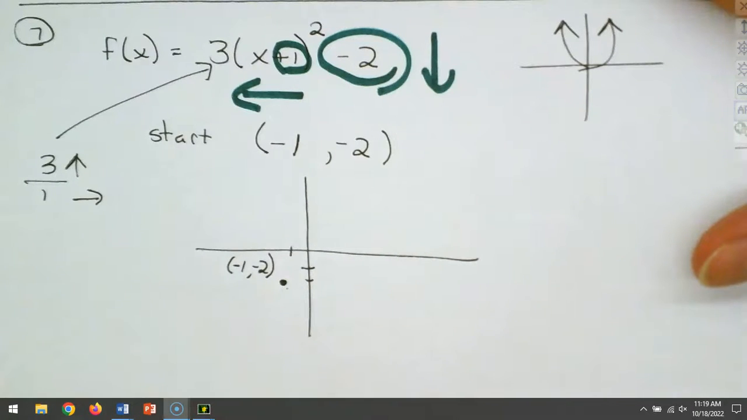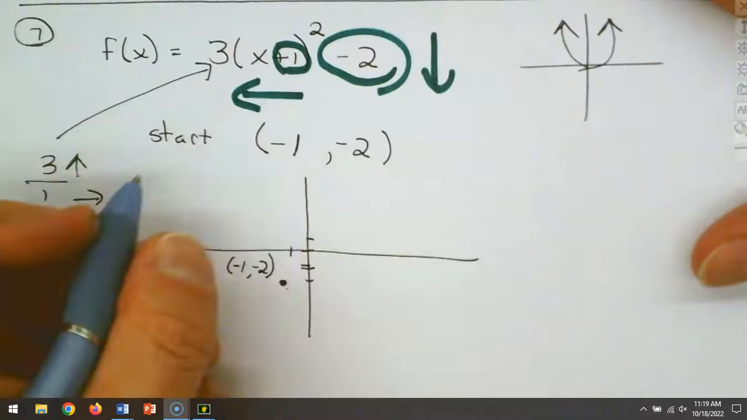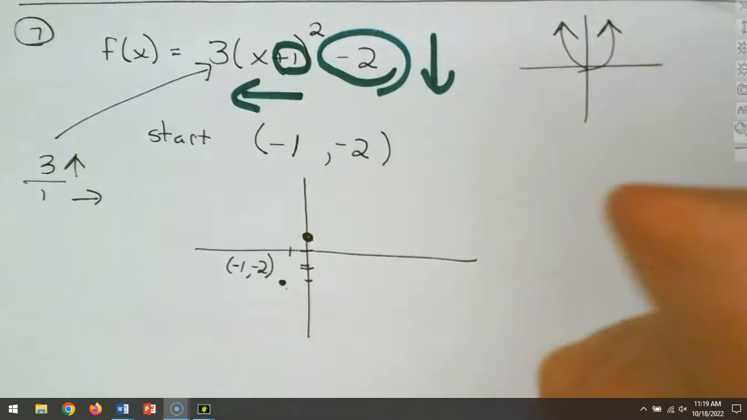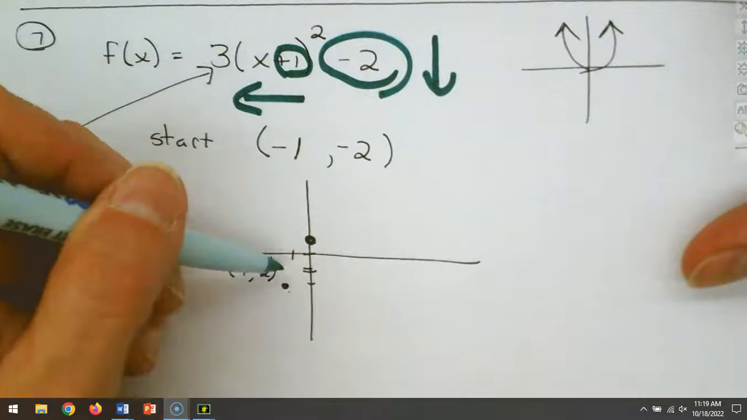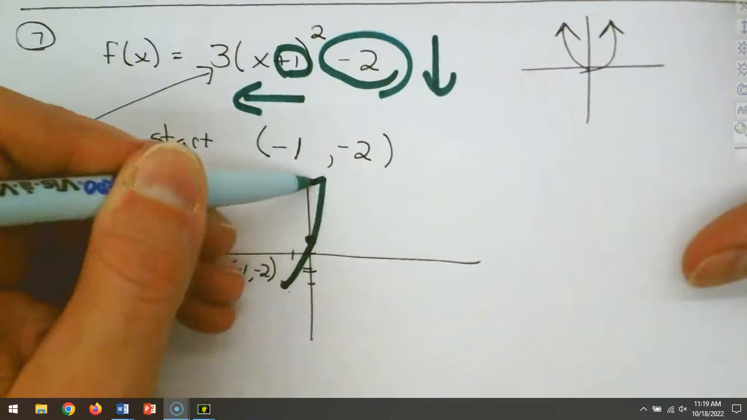Now, what do we do from here? Up 3. So 1, 2, 3 over 1. So that's going to make my second dot right there. And you can label it if you want to, but you don't really need to. As long as you keep track of it, that's okay. So that is that piece.